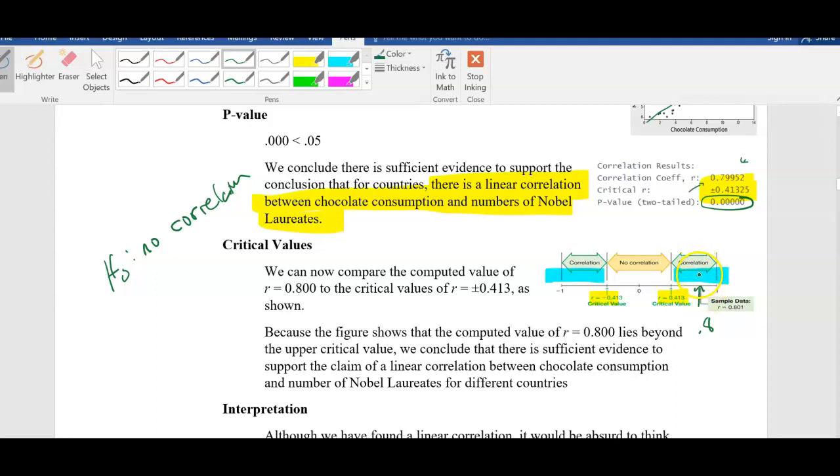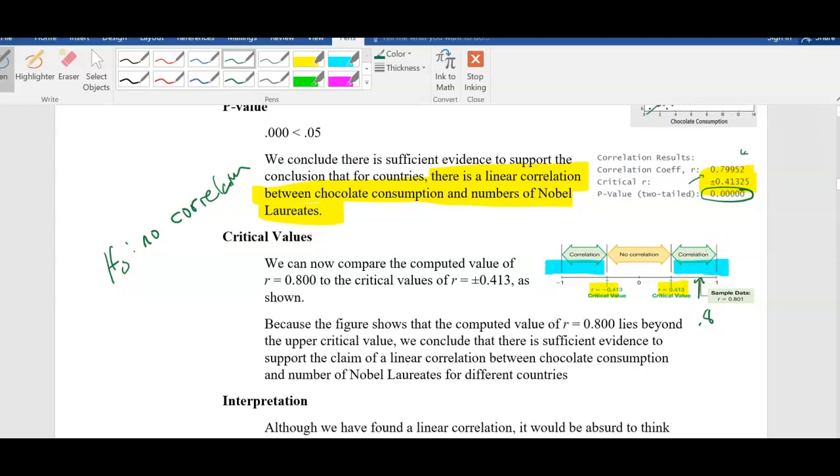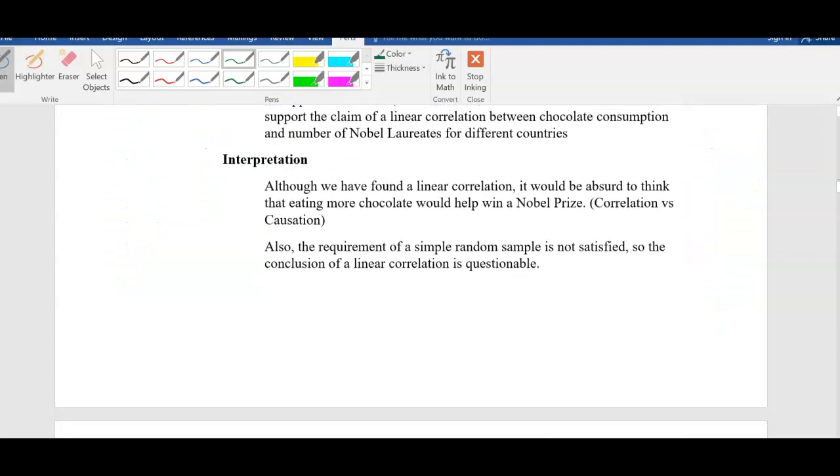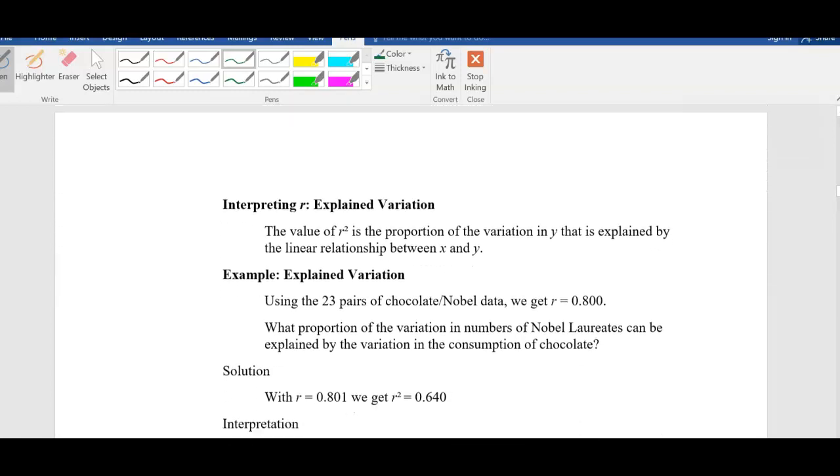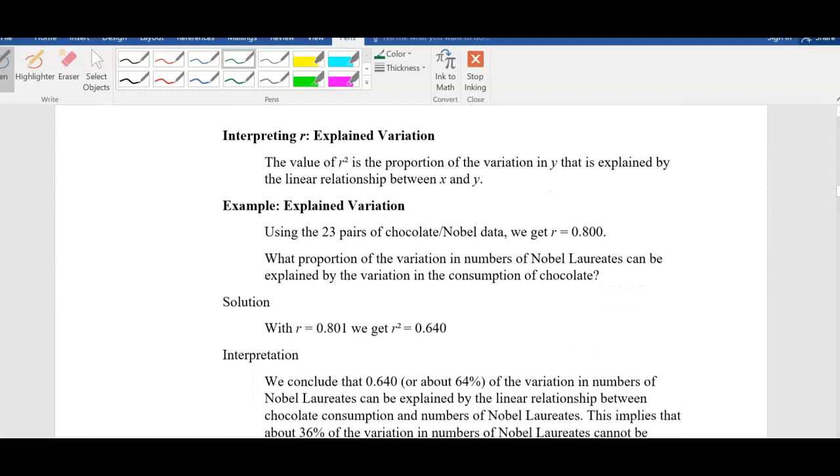Since I'm rejecting the null, I do have a correlation, which means I have an R value, which means I can write the line. So there is a linear correlation. Even though this is true, that does not mean causation. Eating chocolate does not cause you to win Nobel Prizes. That's ridiculous. But there is a correlation for some unknown reason. Maybe not a good one, though.